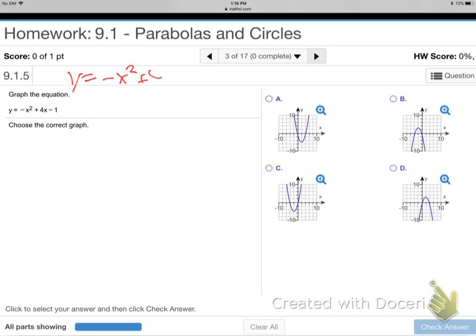So negative x squared plus 4x plus 1. So is this kind going up, down, or right, left? Is it sideways or vertical?